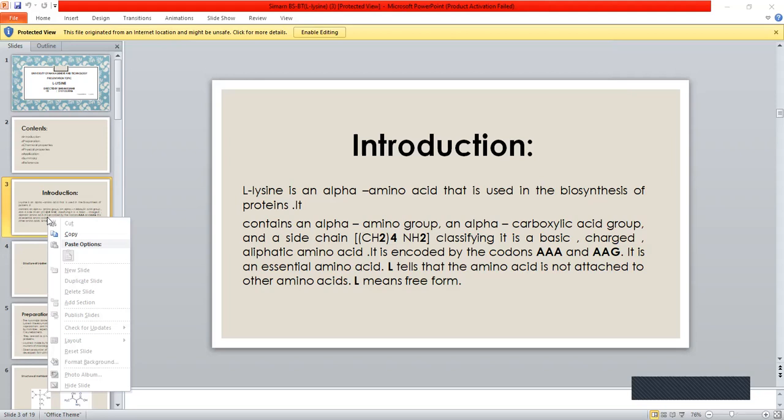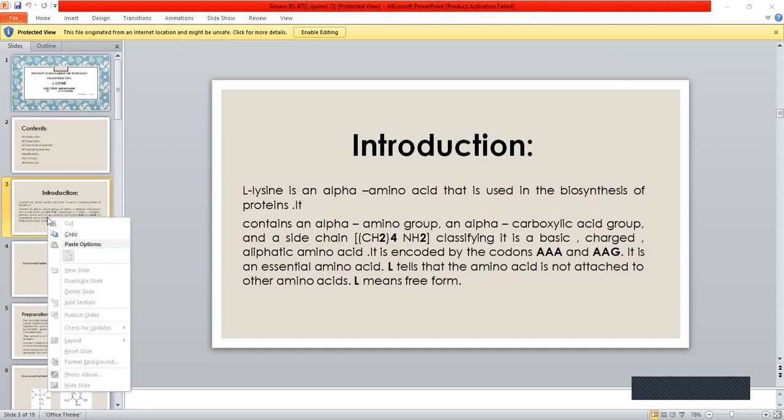It contains an alpha amino group, an alpha carboxylic acid group, and a side chain (CH2)4NH2. It is classified as a basic, charged aliphatic amino acid. It is encoded by the codons AAA and AAG.